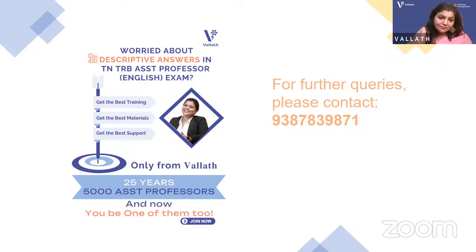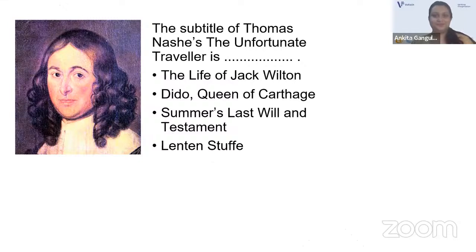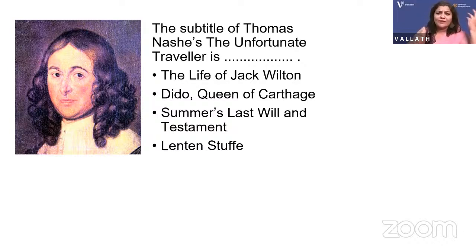Okay. Ankita? Yeah. The subtitle of Thomas Nash's The Unfortunate Traveller is: The Life of Jack Wilton, Dido, Queen of Carthage, Summer's Last Will and Testament, Lenten Stuff. The Unfortunate Traveller, Dido, Queen of Carthage. Is that the answer, Ankita? Yes. Oh, The Life of Jack Wilton. The Life of Jack Wilton.